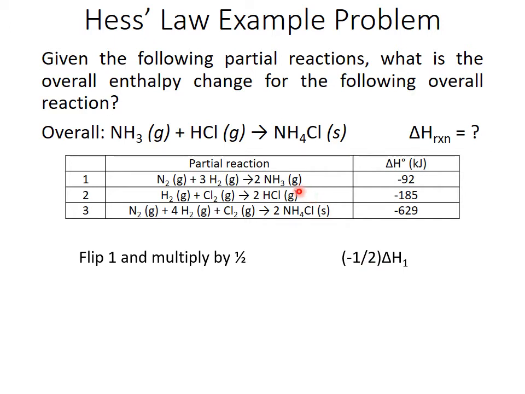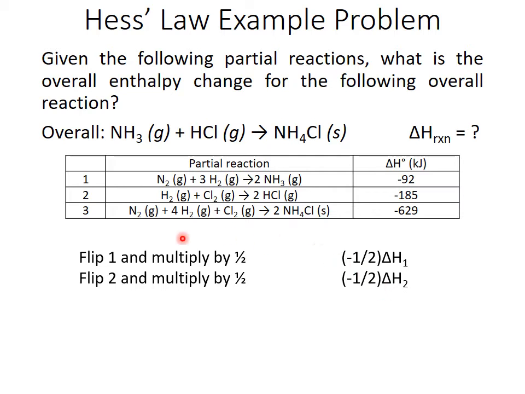If we look at 2, partial equation 2 has the HCl we need. It's also a product, so we'll need to flip this one as well. And we need to account for the stoichiometry. 2 versus 1, we're also going to multiply 2 by 1/2. So flip, multiply by 1/2. We're going to take -1/2 of that delta H2 when we calculate our heat of reaction.